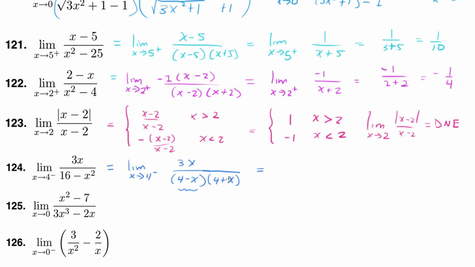Now this is not going to be affected in this one either. So it's going to be 12 over 0 from the right times 8. That's going to give me 12 over 0 from the right, which is going to give me positive infinity. And that's the purpose of doing that.